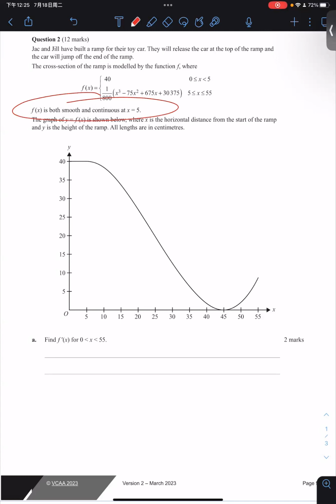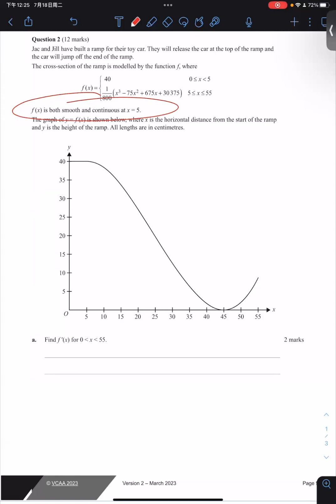The graph of y equal to f(x) is shown below, where x is the horizontal distance from the start of the ramp and y is the height of the ramp. All lengths are in centimeters. And first, find f'(x), the first derivative, for x greater than 0 and less than 55.